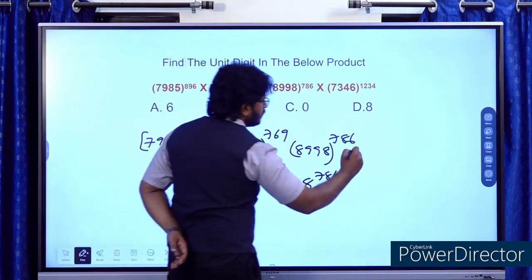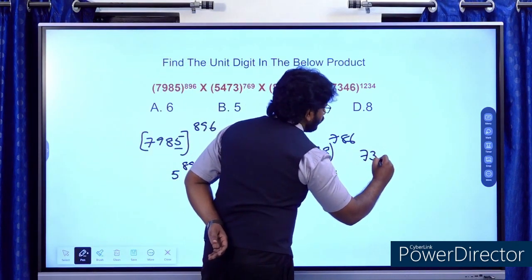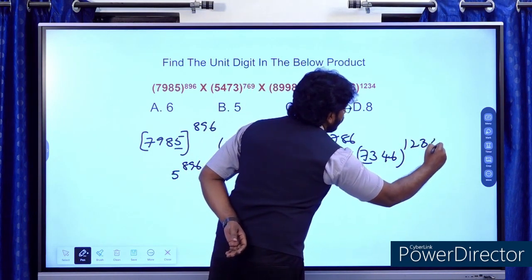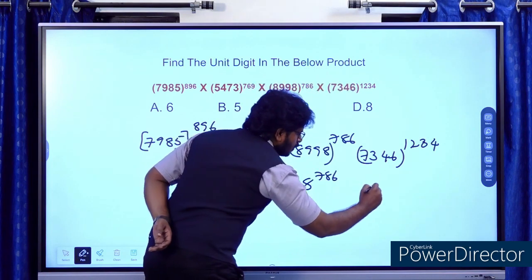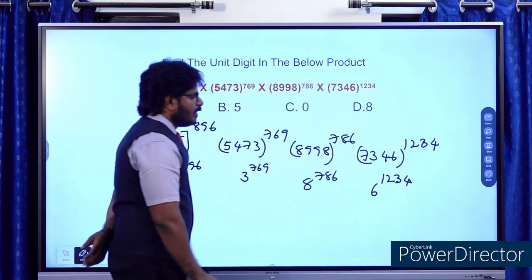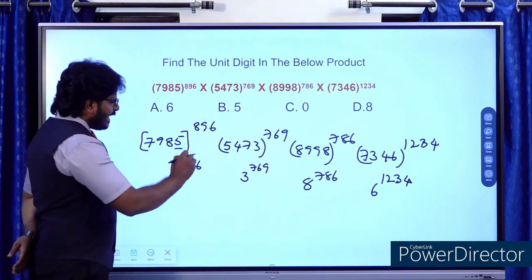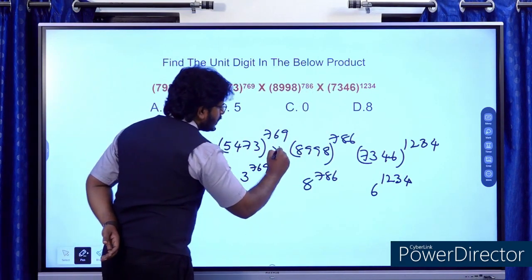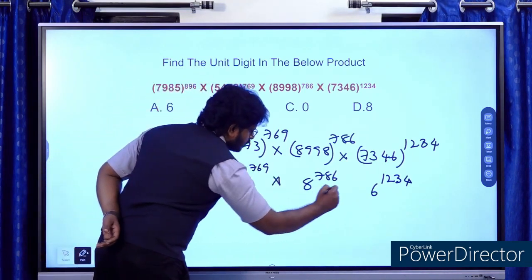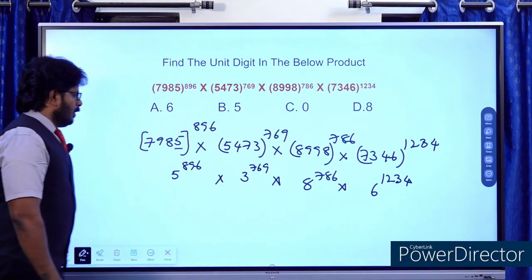Here it is, the last number is 7346 to the power of 1234, right. So దీన్ని రాయొచ్చు 6 to the power of 1234 ఇలా రాయొచ్చు. Why? Because we are finding the unit digit. In between ఏముంది, we have a product, ఇవన్నీ మల్టిప్లై చేయమన్నాడు. So we'll take a product in between the numbers now, right.